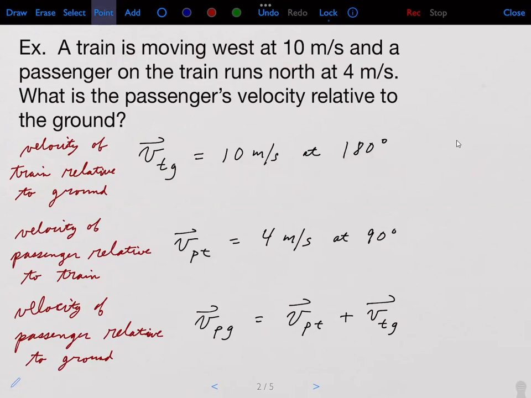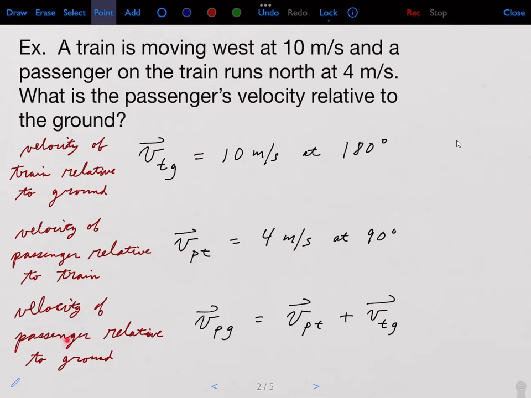Because it's going to the west, it's pointing to the left. Then I also need to know the velocity of the passenger, the person relative to the train. So I have a velocity of PT, person relative to train, and that's going to be 4 meters per second. They're moving north, so we're going to call that 90 degrees. And then ultimately what I want to find is the passenger's velocity relative to the ground.